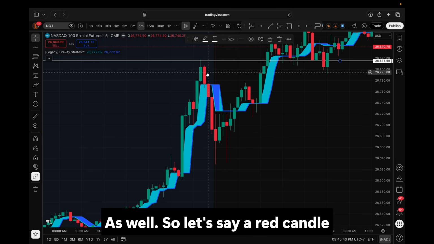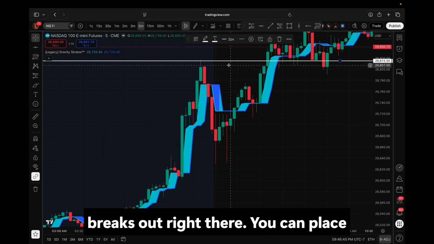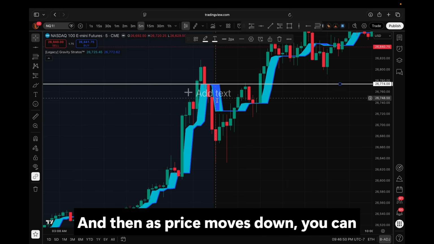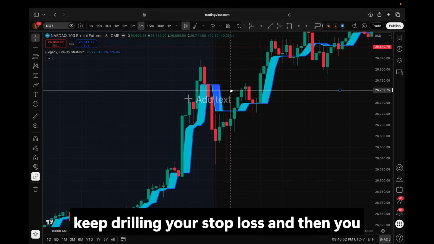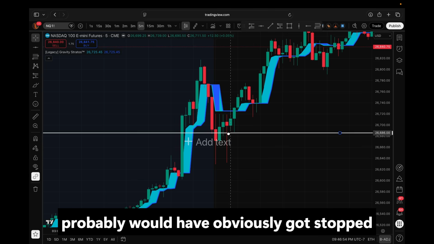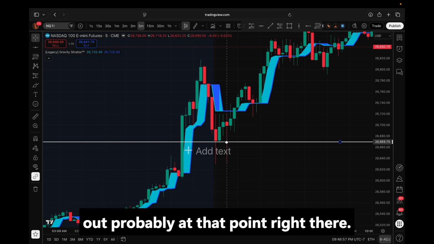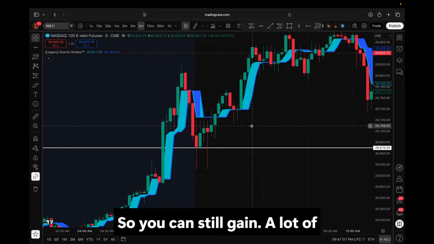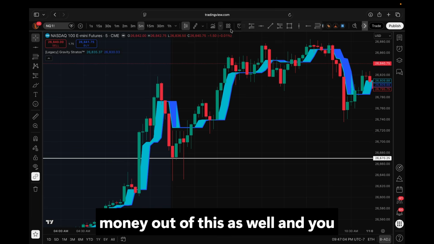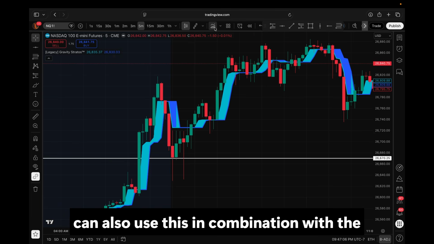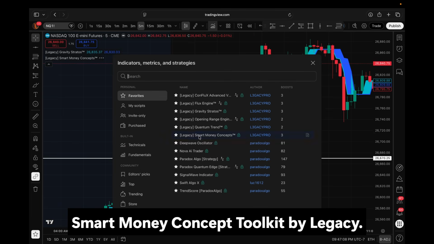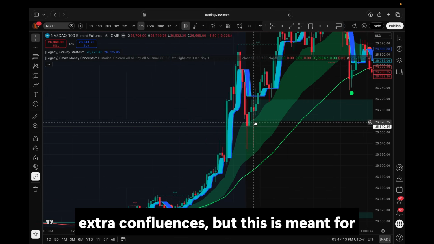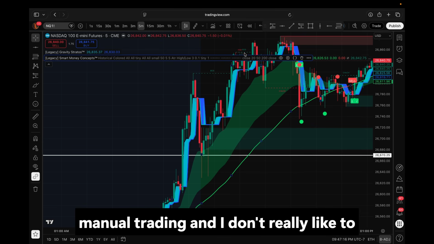So let's say a red candle breaks out right there. You can place your stop loss at this line right there. And then as price moves down, you can keep trailing your stop loss. And then you probably would have obviously got stopped out at that point right there. So you can still gain a lot of money out of this as well. And you can also use this in combination with the Smart Money Concepts toolkit by Legacy. You can use that as extra confluence, but this is meant for manual trading.